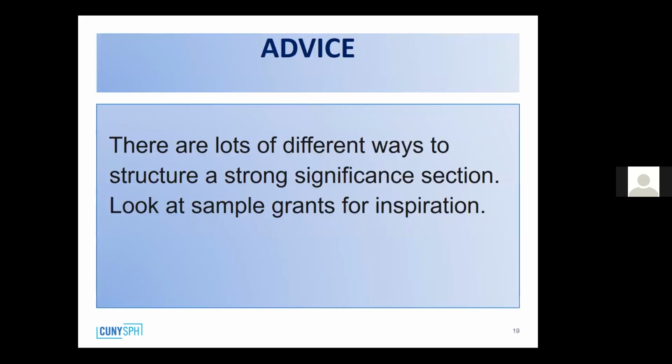As I have said before, winning grants all look different. Similarly, there are lots of different ways to structure a strong significance section. As I mentioned last time, in the handouts, there's a page with useful links. One of them is from NIAID, which maintains a library of funded proposals. And you can use this link to see sample applications. All the ones that are posted on their website were successful.